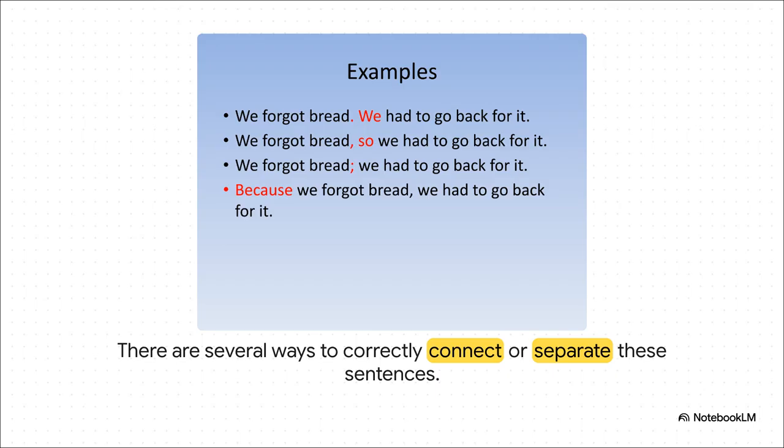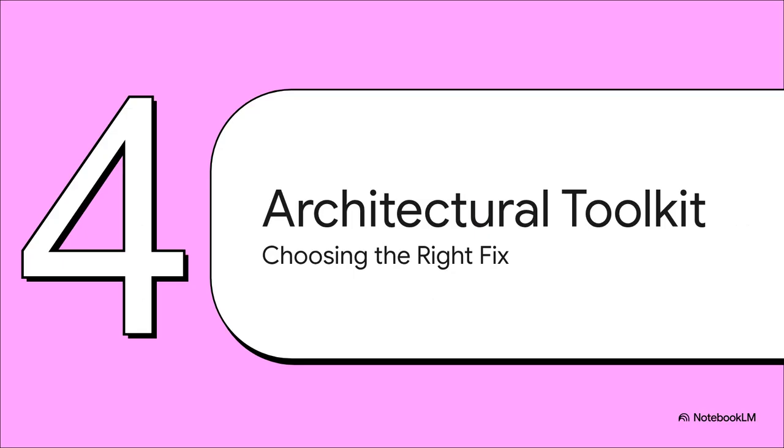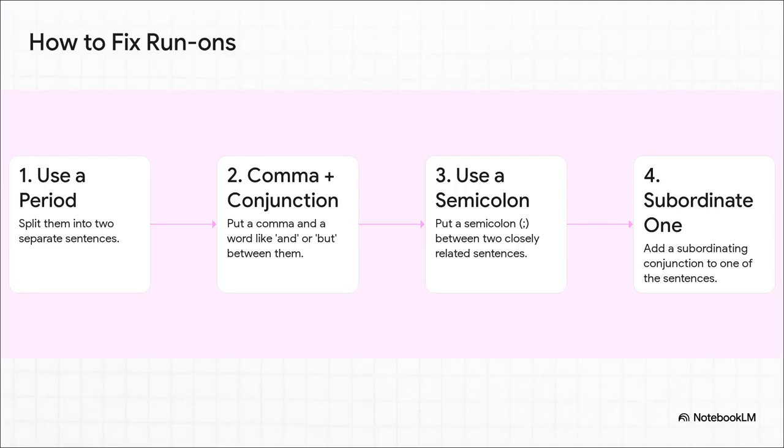And as you can see here, there are a few different ways to fix that collision, and each one creates a slightly different feel. And that brings us to my favorite part: your architectural toolkit. This is where we stop just fixing errors and start making really intentional choices as a writer. Okay, so here are the 4 main tools you have in your belt to fix a run-on. Number 1, the period. Simple, clean. It gives you 2 separate sentences.